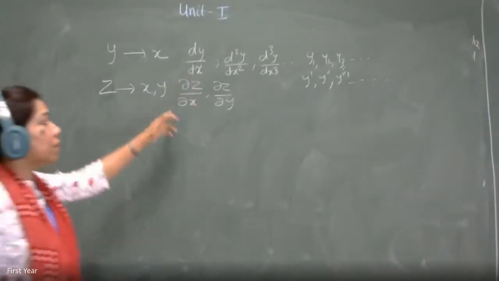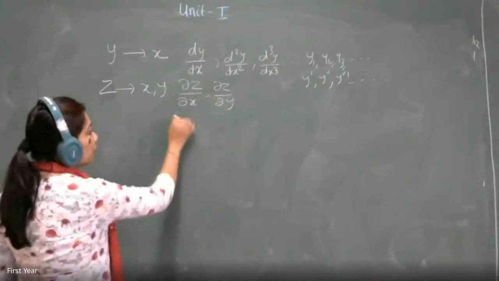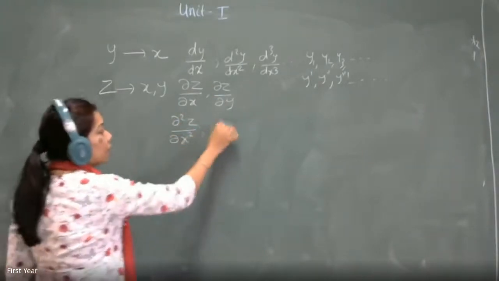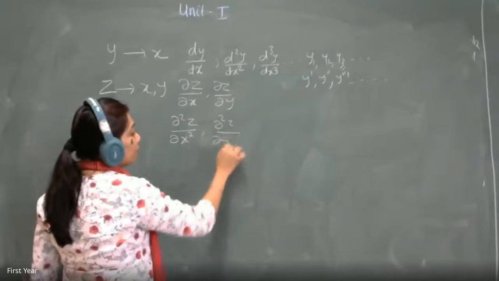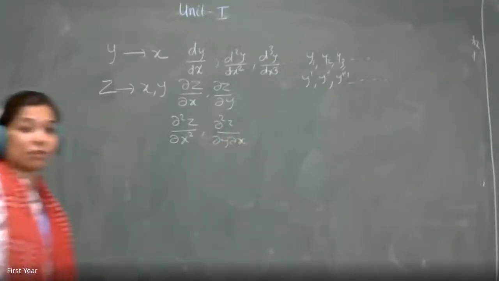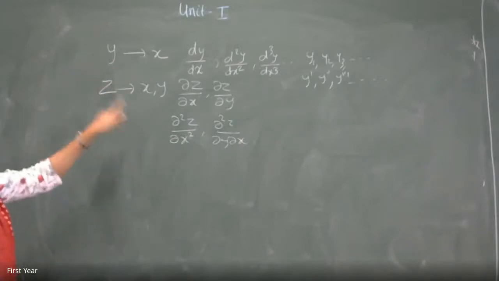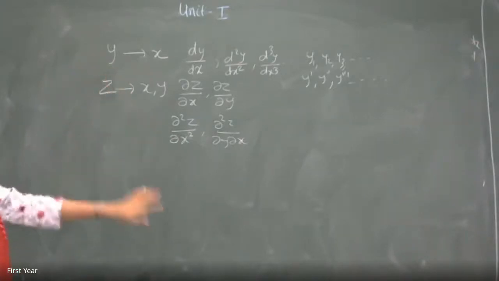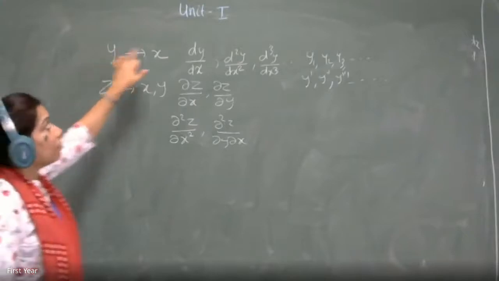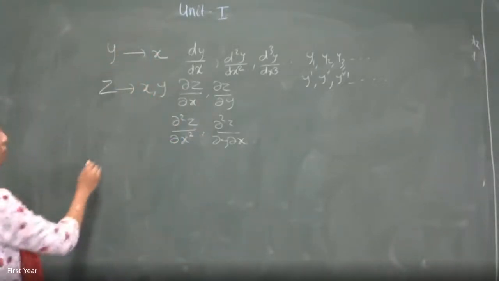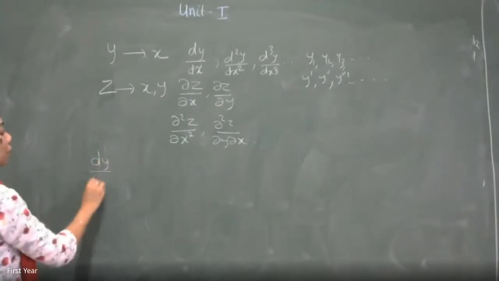Partial derivatives: del z by del x, del z by del y. Second order derivatives are del square z by del x square, del square z by del y del x. These all we have done in partial derivatives. Okay, so these are differential coefficients, either derivatives or they are called differential coefficients. y is a dependent variable, x is an independent variable. When we put this together in an equation, it is called a differential equation.